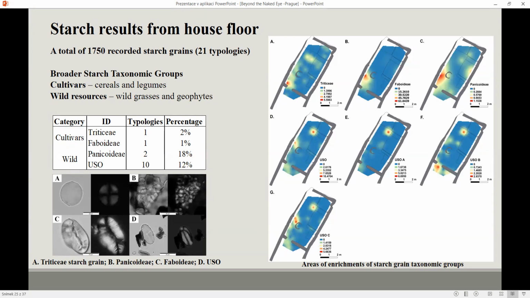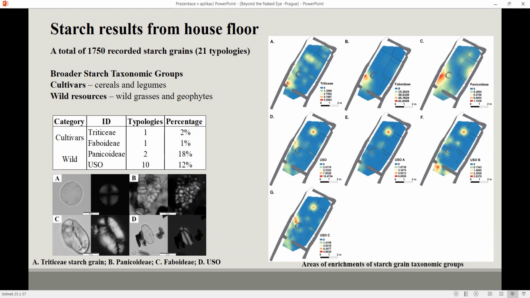Here we can see that the starch grains of cereals are actually concentrated away from the grinding installation, but mostly closer to the hearth. Legumes were also located in this location, away from the grinding installation. But interesting was to see also evidence from panicle grasses, also located next to the hearth.